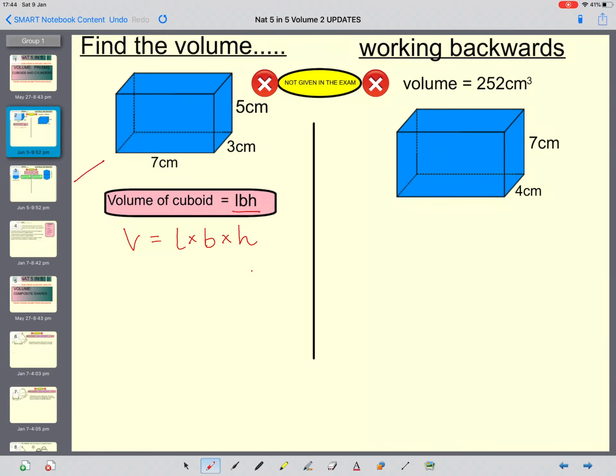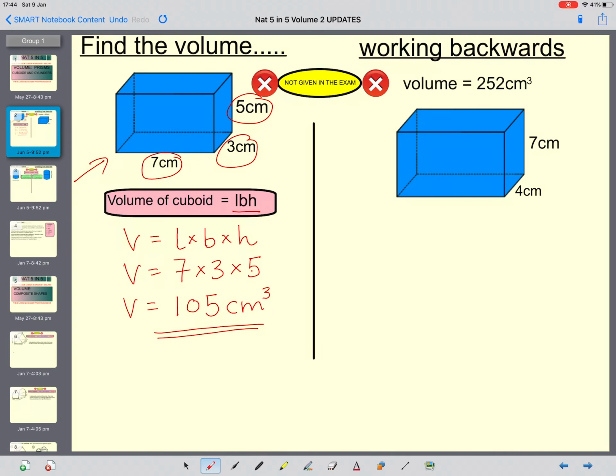So I will look at this cuboid here on the left hand side, and you want to work out the volume. So volume equals, the length is 7, the breadth is 3, and the height is 5. You're just substituting those numbers into the formula, and then you're going to find out what 7 multiplied by 3 multiplied by 5 is. You can use a calculator, you can do it in your head, and it's 105 centimetres cubed because you're working out a volume.